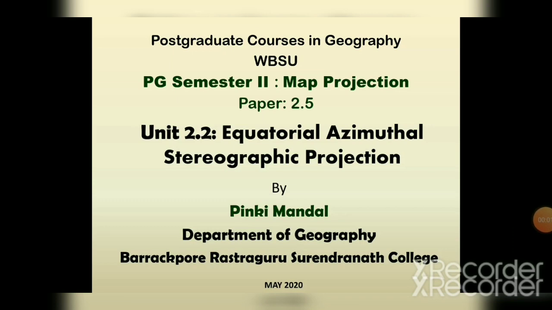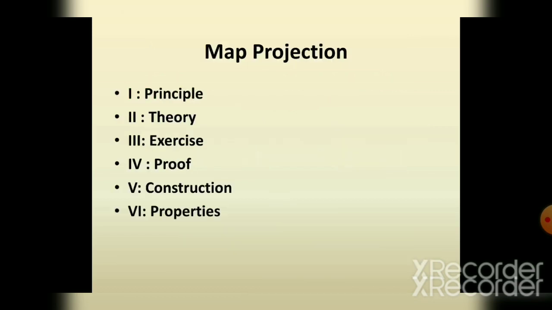So let's initiate our class. Today's topic is equatorial azimuthal stereographic projection. As you see from the nomenclature of this projection, we can illustrate the idea of this projection. Like any other map projection, I would like to explain this projection following these points.